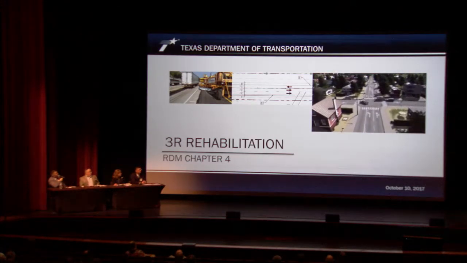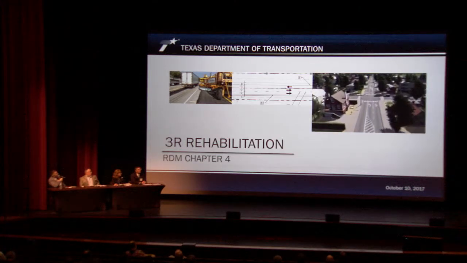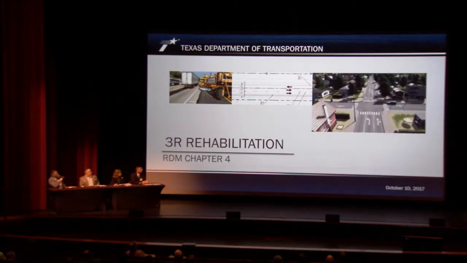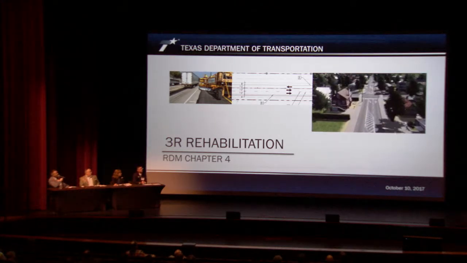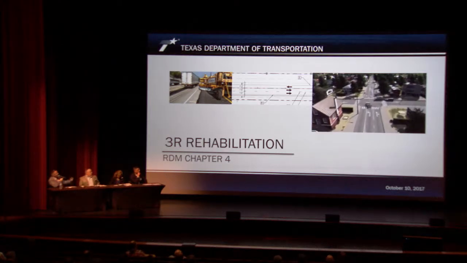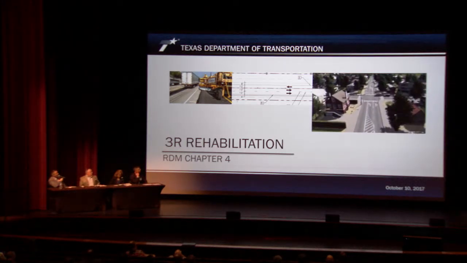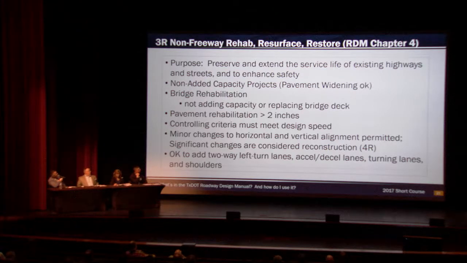Getting into 3R rehab, one of our screenshots here in the middle is a Super 2. We'll discuss that in a couple minutes, although the very next presentation is on Super 2, so we're not going to get into too much on that. And the animation there is showing adding turn lanes, which is another thing you can do under 3R. The purpose of 3R is to preserve and extend the service life of existing highways and streets, to enhance safety. These are going to be non-added capacity projects, but you can widen the pavement. You can do bridge rehab as long as you're not adding capacity or replacing the bridge deck. You can do pavement rehab that's greater than 2 inches.